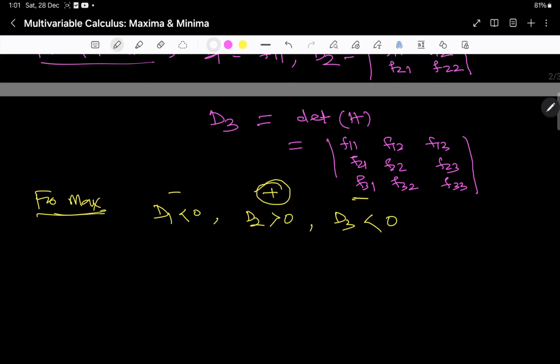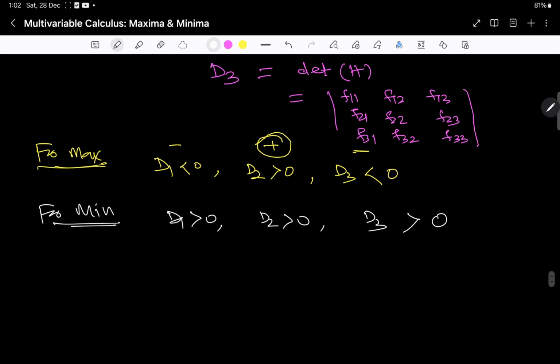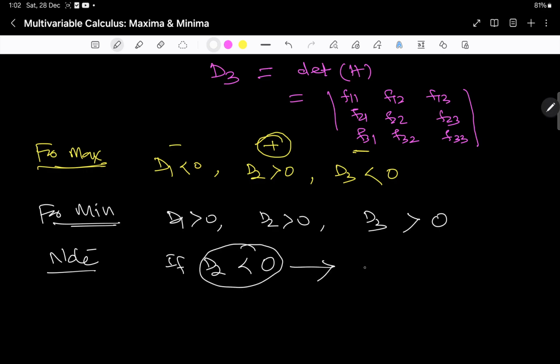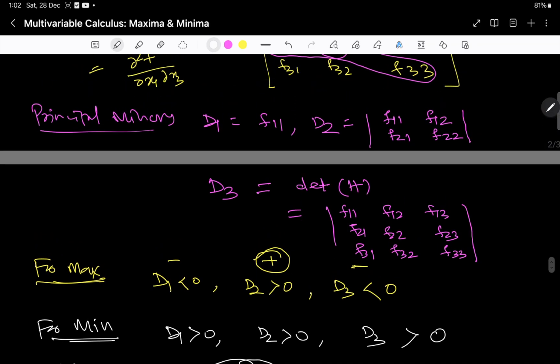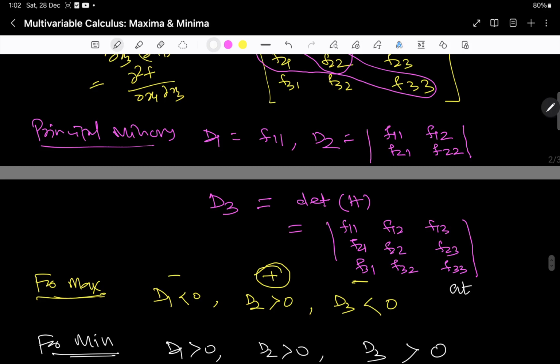And for minima, all are positive: d1 positive, d2 positive, and d3 positive. All are positive, right? In case d2 is negative, as we may note, then what will happen? This will lead to neither maxima nor minima. Here we are considering d1, d2, d3 at a point.